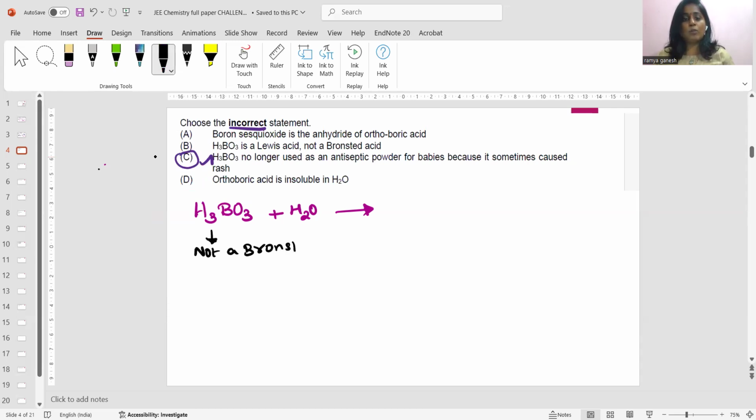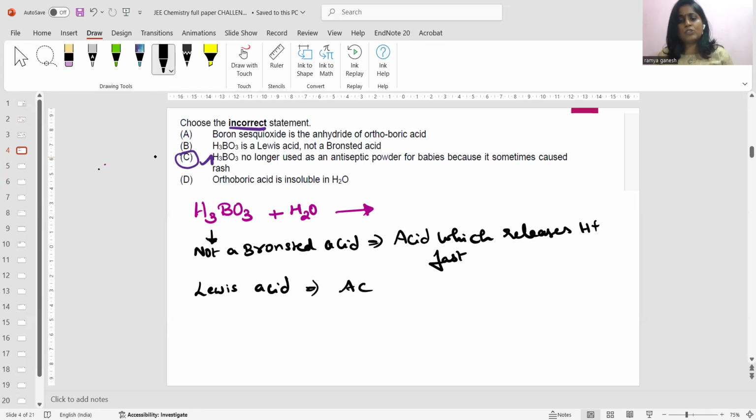So we need to know what a Bronsted acid is for this. What is a Bronsted acid? An acid which releases H plus fast. That is called a Bronsted acid. This can't do it. But is it a Lewis acid? What is a Lewis acid then?